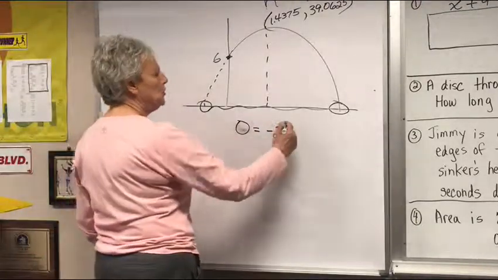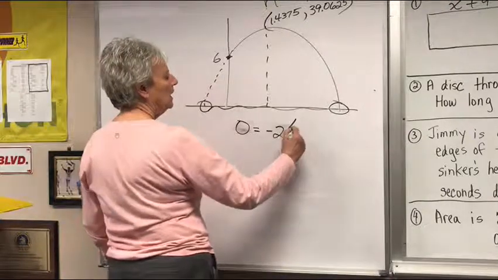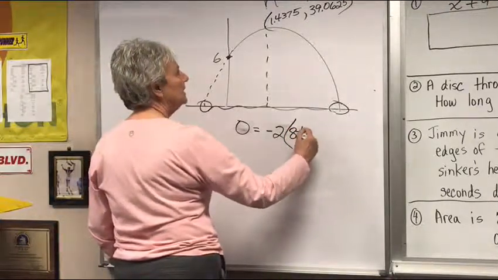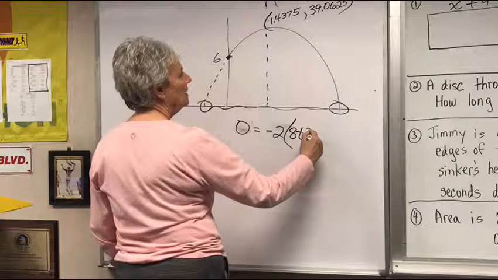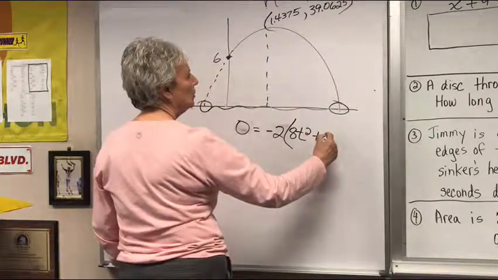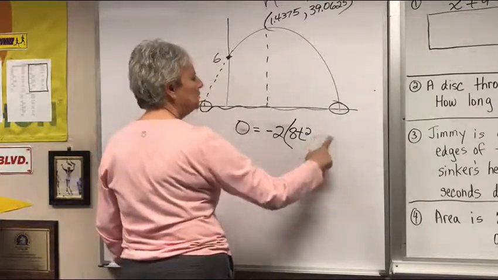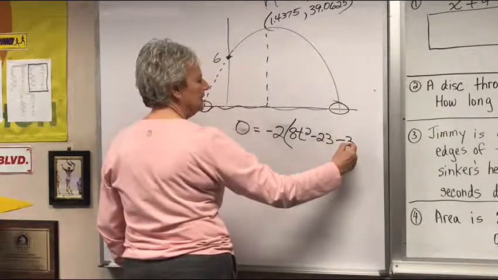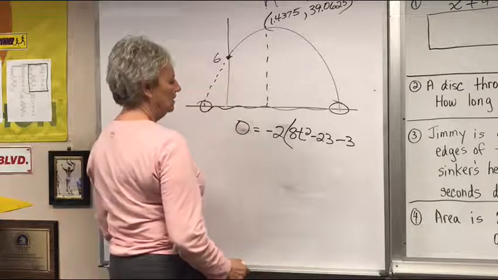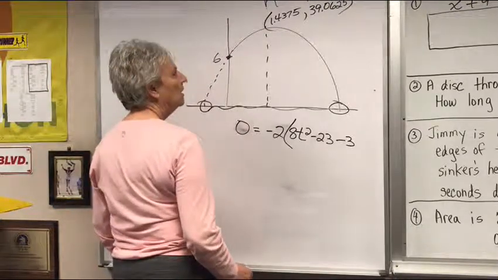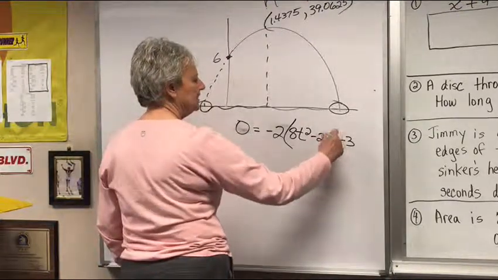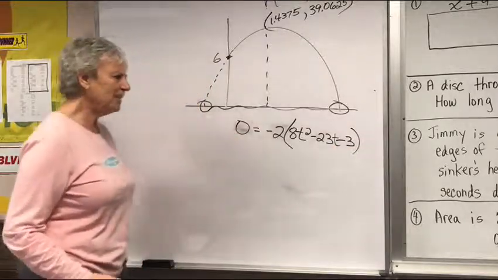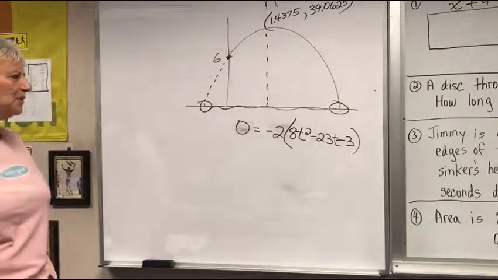Okay, negative 2 times 8t squared minus 23, minus 3. Oh, you forgot the t. Thank you. That's why I didn't use it. Okay, boy, that's going to be a very hard problem to do.